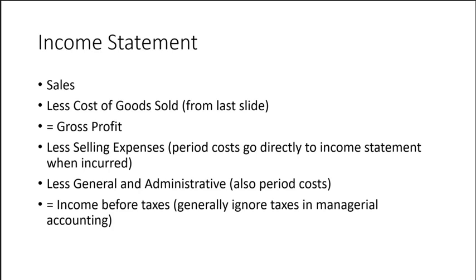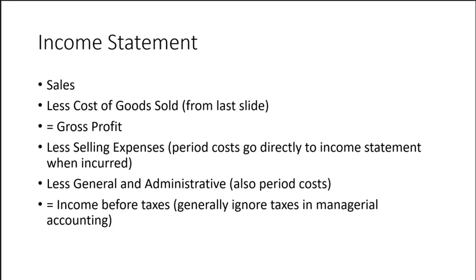So here's the income statement, if you are taking 150 at the same time you're learning about this right now as well. If you already took it, then you know what this looks like. But the income statement starts with sales, less our cost of goods sold that we just calculated in that last formula, equals gross profit. Then we subtract out the selling expenses, those period costs. Remember when we talked about manufacturing or product costs versus period costs? When we pay those, they go directly onto this income statement.